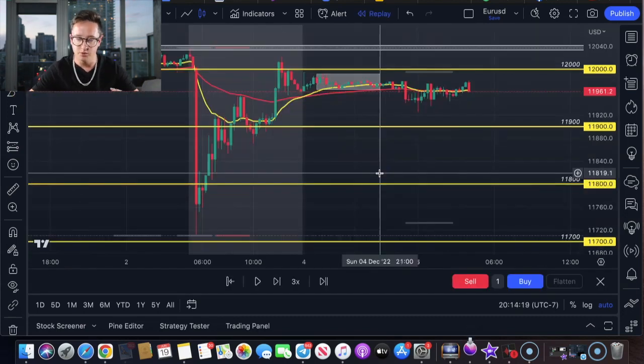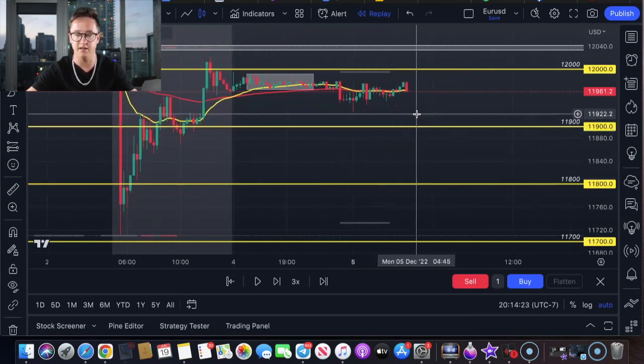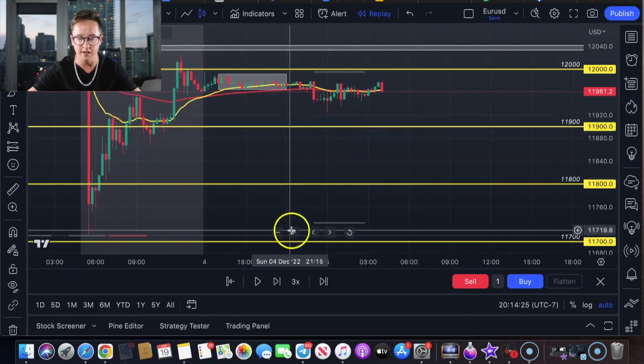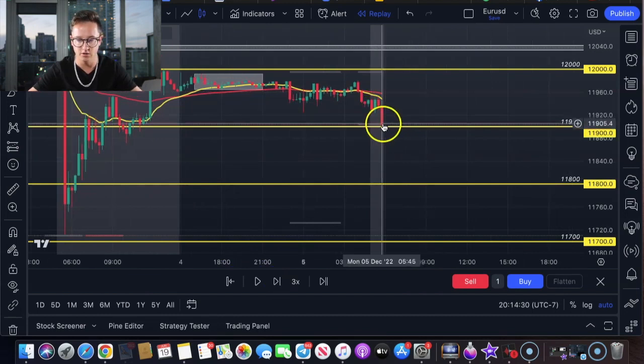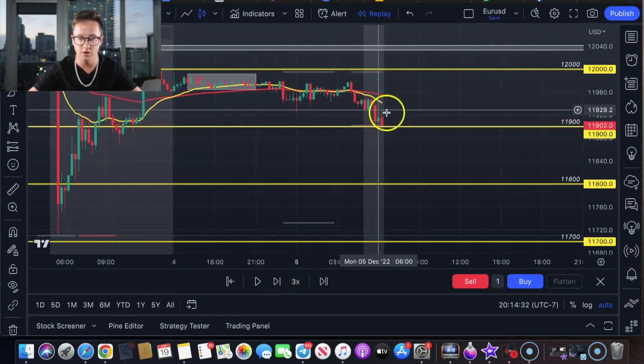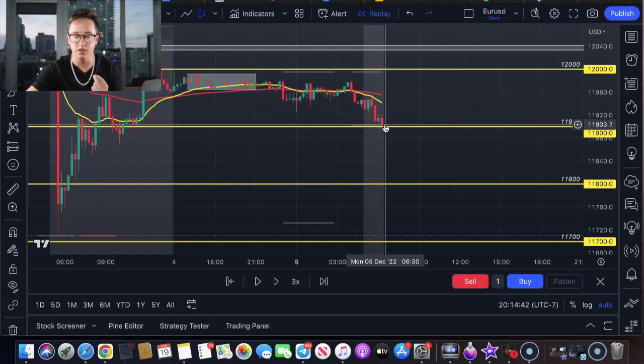Okay, ladies and gentlemen, we can see that this is Sunday, so this day is going to be Monday, the 5th of December. And all I'm going to do is replay till I get to the 6:15 candle. So 2 more, 1, 2, boom. Right here, this candle is the first candle that we're going to be looking at to take a trade. So once this candle closes, it is the market open, a very, very important time.